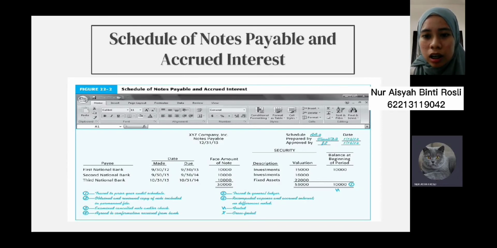For valuation, when we want to pledge our asset over our loan, you must make sure that the value of your asset is more than the value of your loan. It cannot be lesser. As you can see in this slide, the value of the asset is more than the loan. Next, we have RM10,000 in the balance at the beginning of the period, which means this is the previous year's loan. As you can see, the columns for the second and third bank have no amount. That means it was a newly acquired loan.